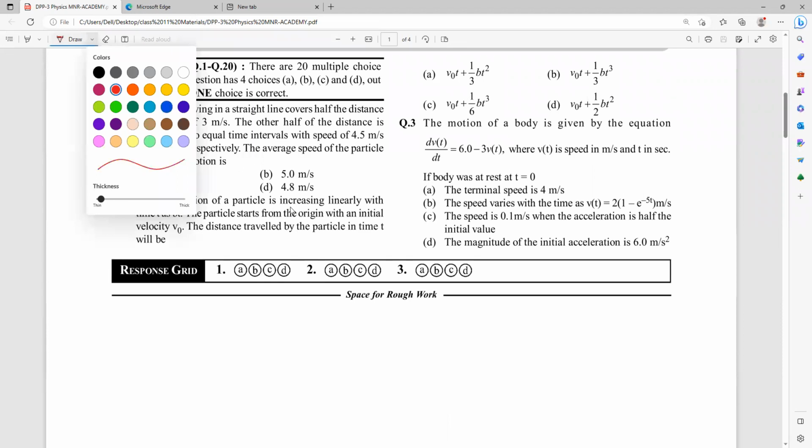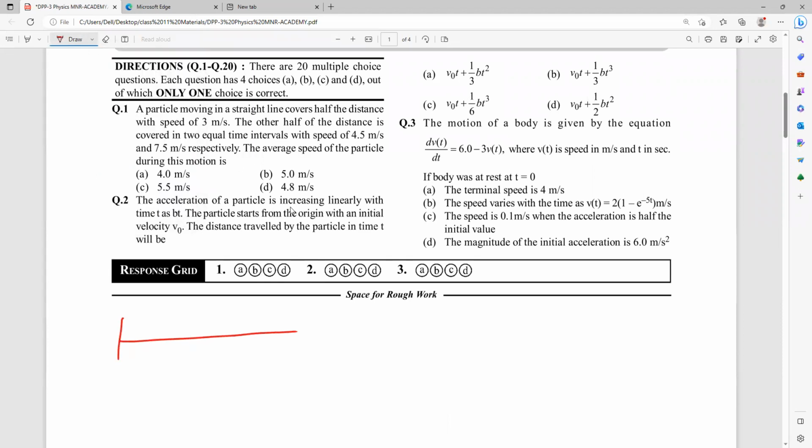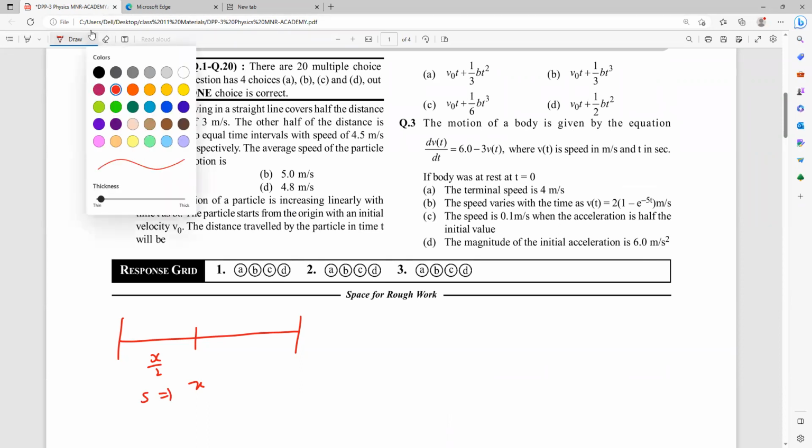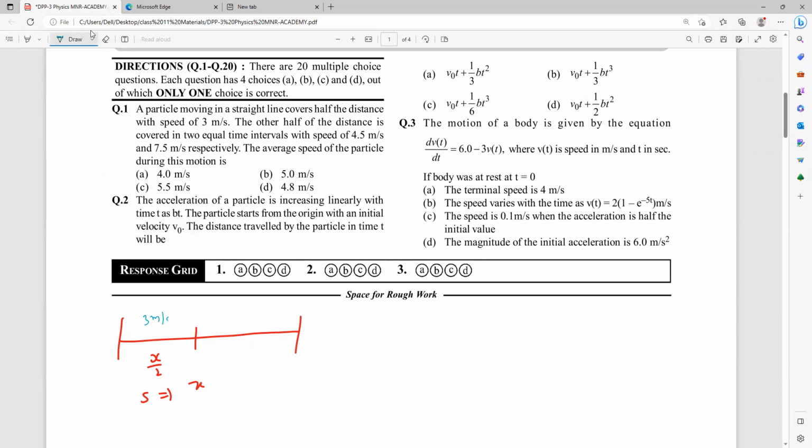So let me take total distance as x, we don't know. So half of the distance is covered. Half of the distance means what, guys? I assume total distance is X. So half of the distance is X by 2. Is it clear, everybody? Half of the distance he covered with 3 meter per second.